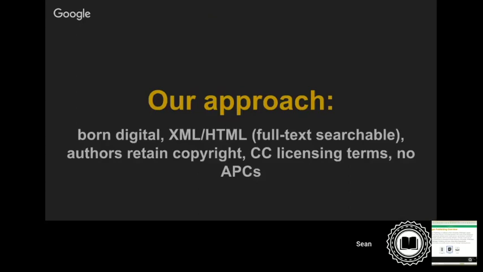As a service-oriented publisher, we leave most editorial and policy decisions in the hands of the editors, but leveraging our technological strengths and commitment to broad distribution and accessibility, most of our new publications end up fitting a pretty similar open access profile. For the most part, they are born digital, they're encoded in XML and HTML and are fully searchable. Our authors retain copyright. We use Creative Commons licensing terms in almost all of our journals, and there are no article processing charges.